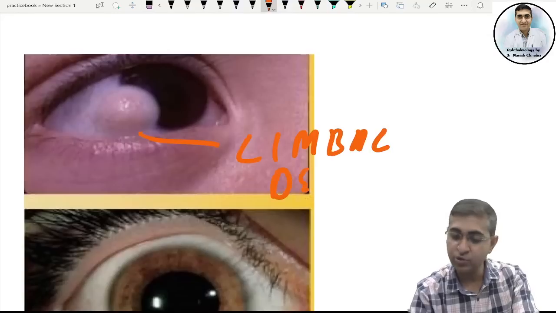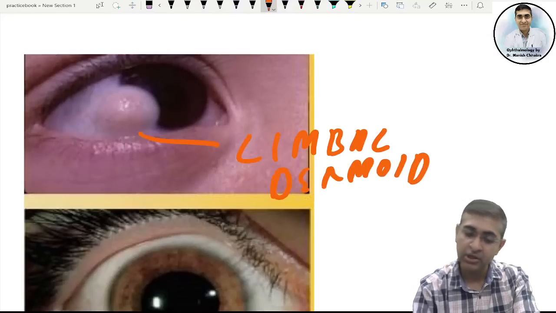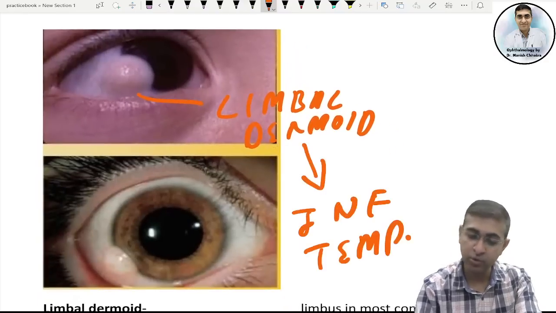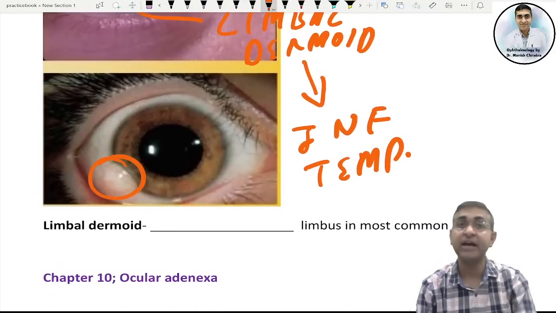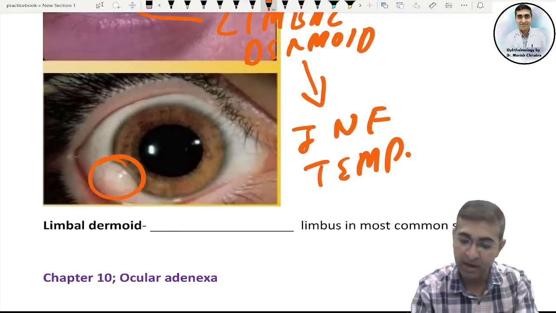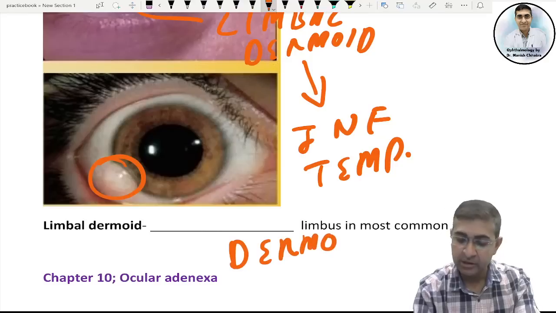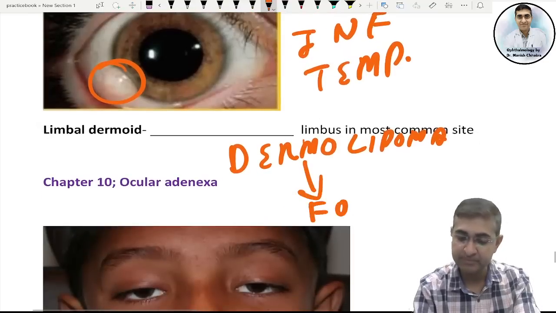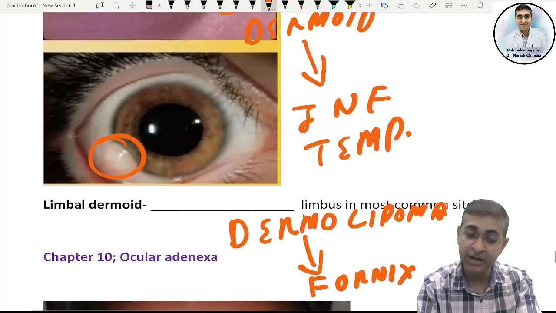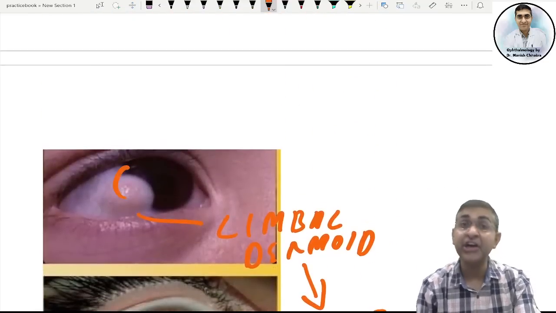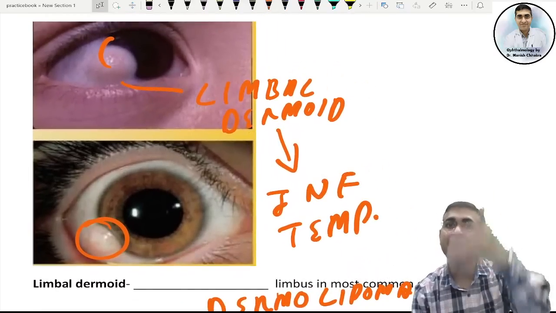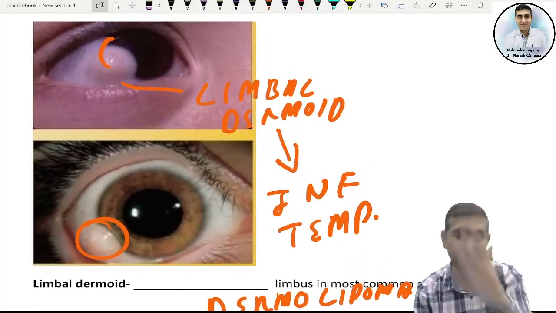Limbal dermoid. Can you tell me the most common location of limbal dermoid? It is inferotemporal. Don't confuse limbal dermoid with dermolipoma. Dermolipoma is present at the fornix. Limbal dermoid is present at the limbus, and it may even be associated with hair, which was the image asked in your recent INICET exam just 5 months back.